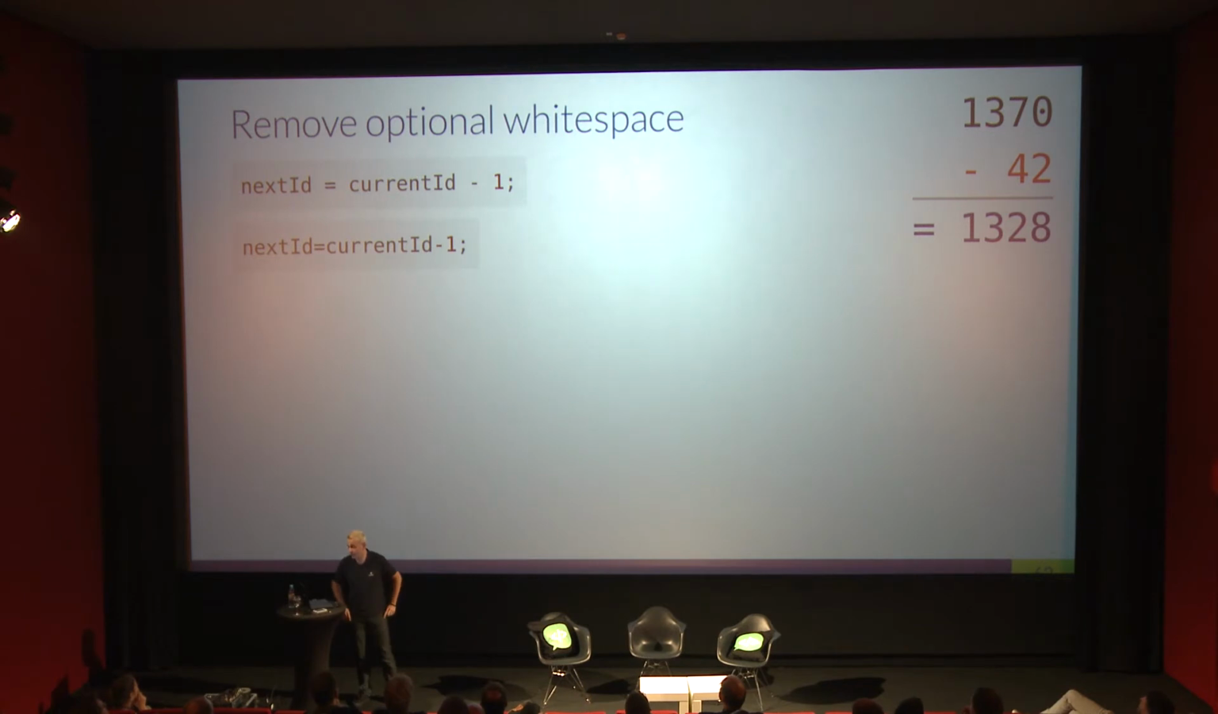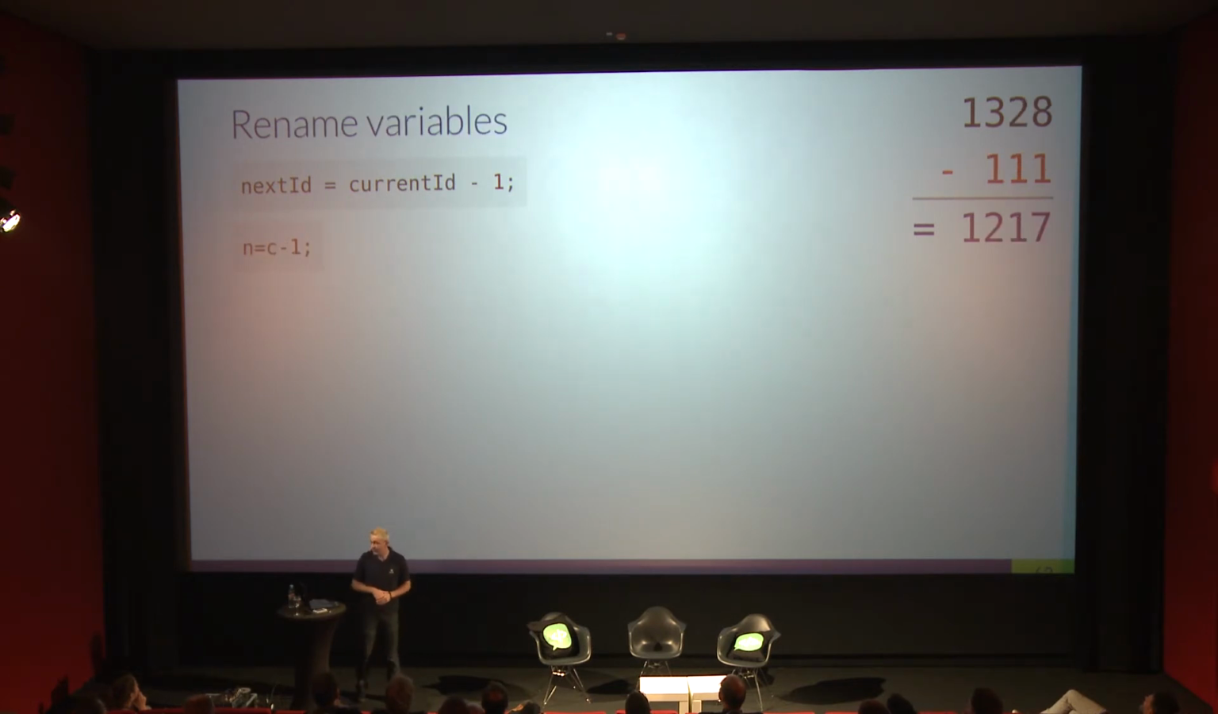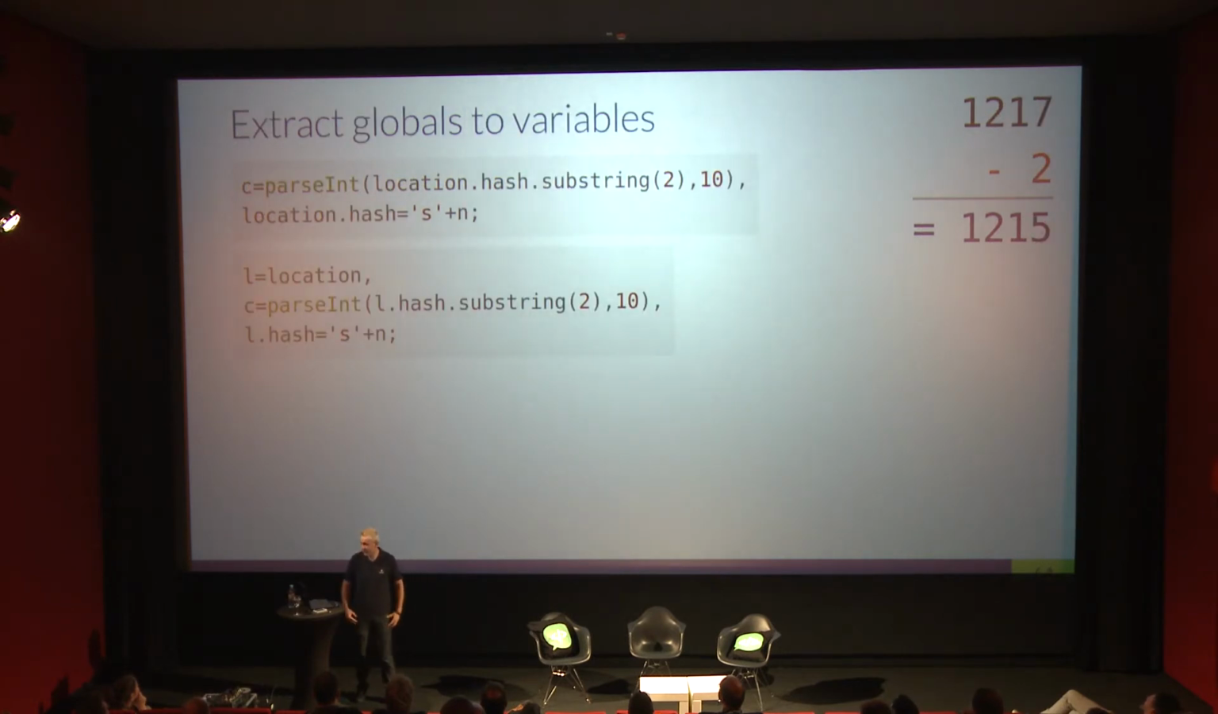I can remove optional whitespace. Almost all whitespace in JavaScript is optional, so I can save 42 bytes. I can rename variables. Instead of nextID, I call the variable n, and instead of currentID, I call it c, so I save 111 bytes, which is the largest saving I have, except for the leading whitespace at the beginning. I can extract globals to variables.